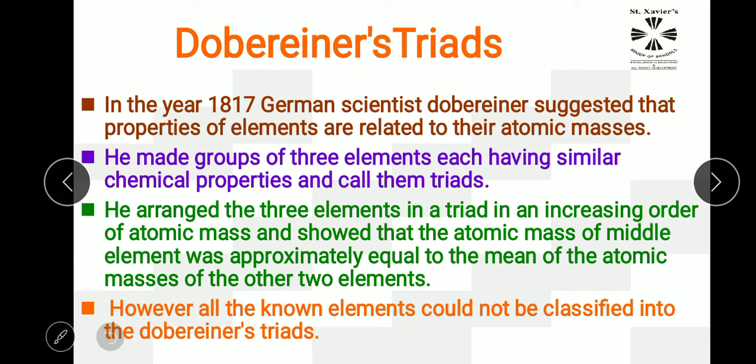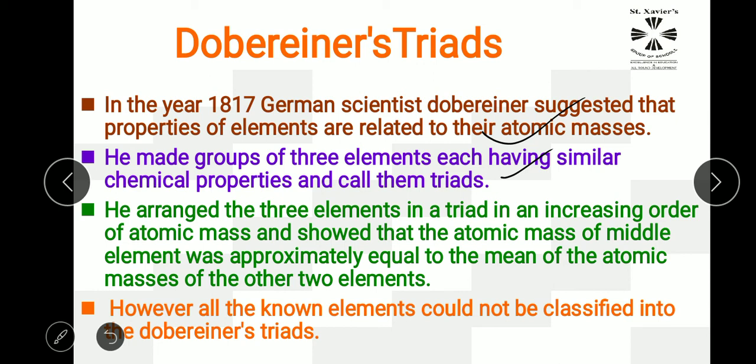In 1817, the scientist Dobereiner, a German scientist, suggested that the properties of elements are related to their atomic masses. He said that the properties of elements are related to atomic masses. He made groups of three elements, each having similar chemical properties, and called them triads. He named them triads.